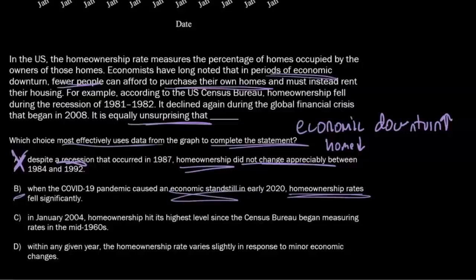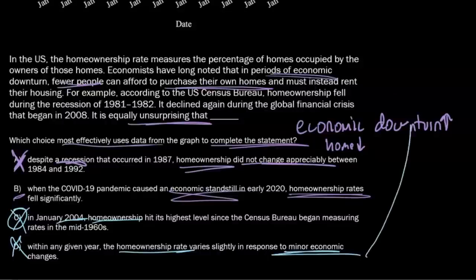All right, let's take a look at another one. In January 2004, home ownership hit its highest level. It's not really related. We don't know what happened in January 2004, right? The College Board is not expecting you to know what happened in January 2004. So this is not our answer. Now, D: within any given year, the homeownership rate varies slightly in response to minor economic changes. Again, doesn't really relate. It's equally unsurprising, that's right, that just makes sense, but it doesn't fit in with this cycle here.